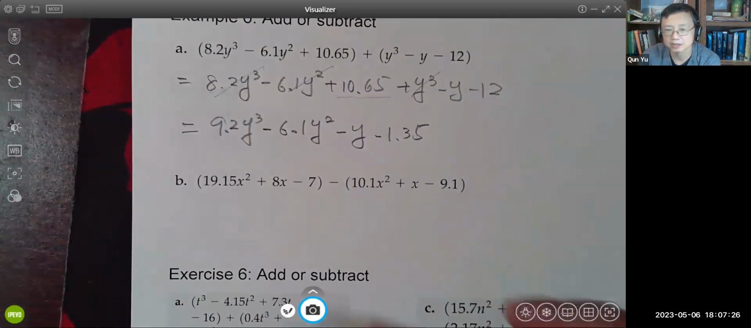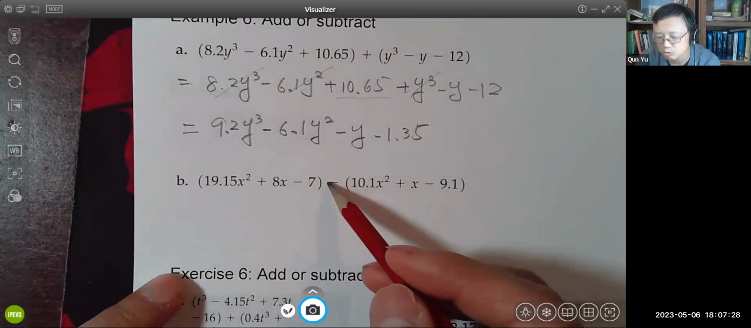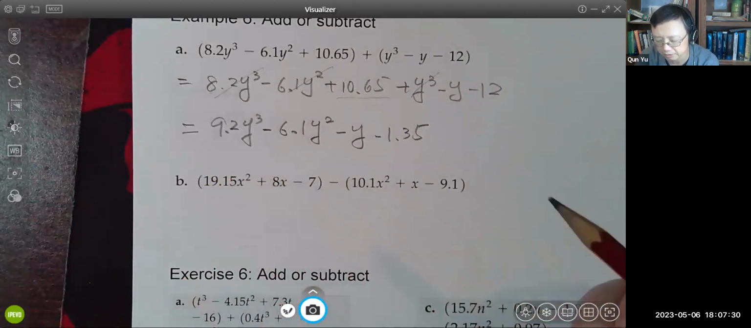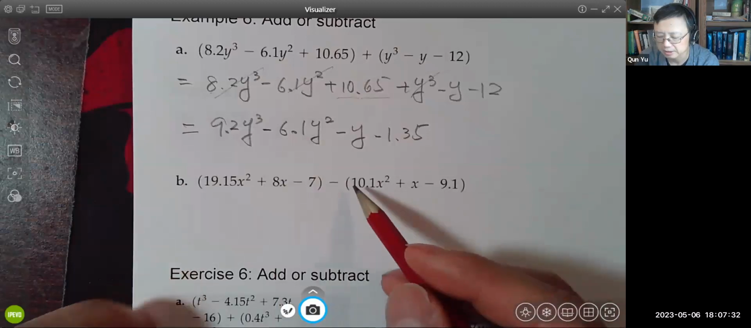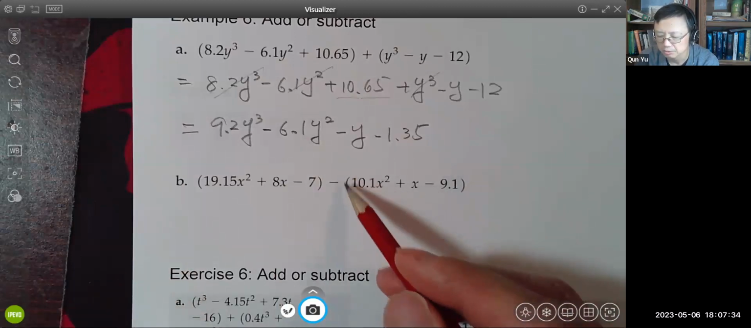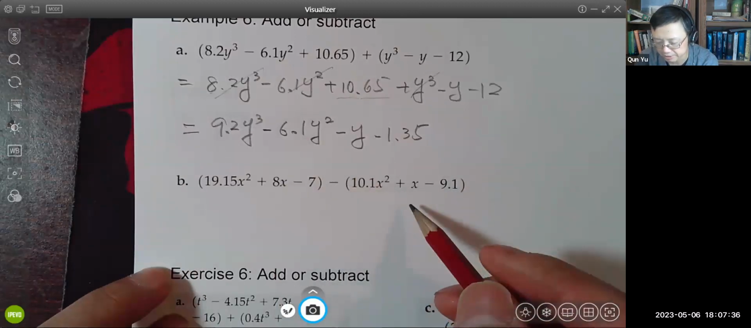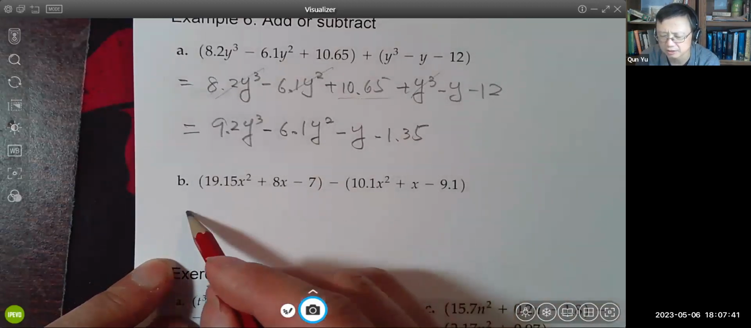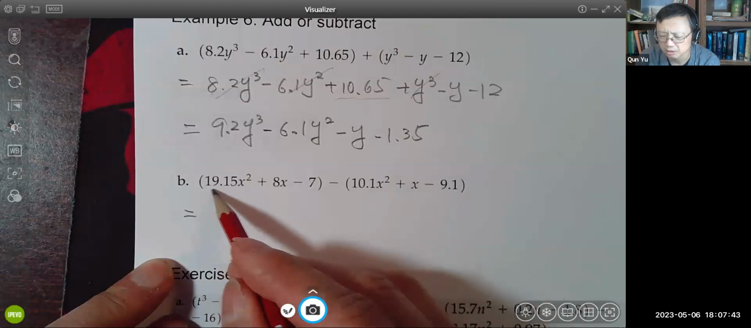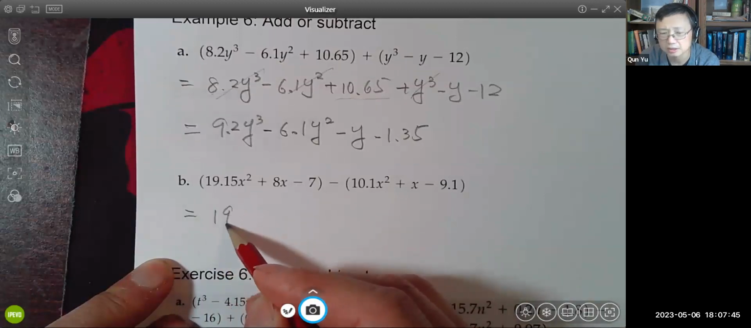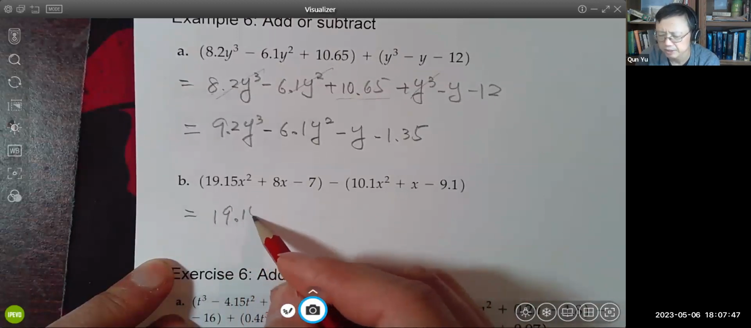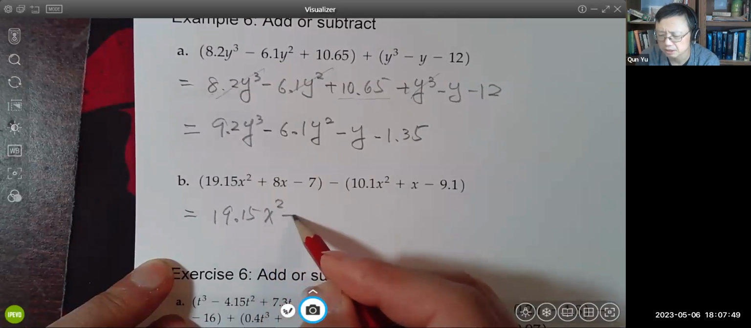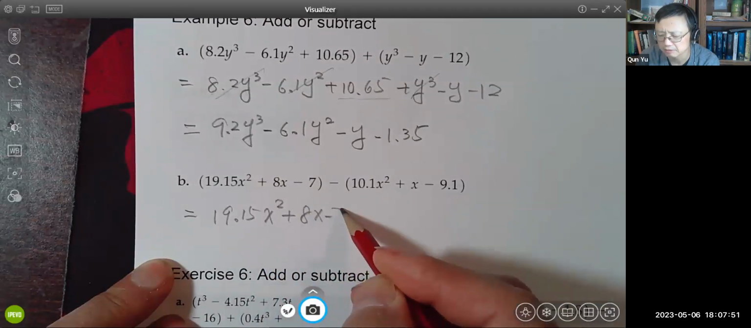Now let's do one more example. So this time we have subtraction between two polynomials. And this time the second pair of parentheses is necessary. The first one is not because there's no operation in the front. So I just copy this whole thing inside without parentheses: 15x squared plus 8x minus 7.